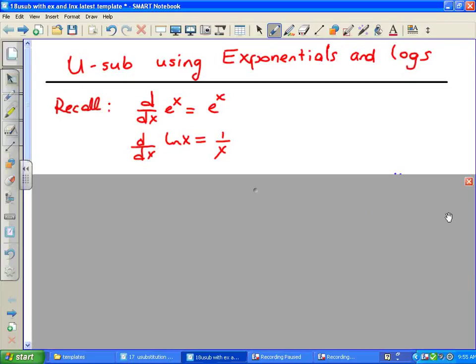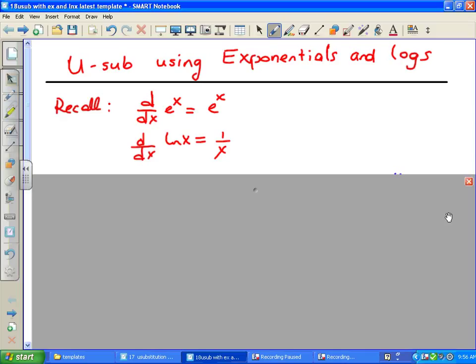So today's topic is u-substitution using exponentials and logarithms. Again, the good news is there are no big ideas here. If you know u-substitution, we're just going to add 2 more rules to it, and that's it. The same ideas of u-substitution still apply.